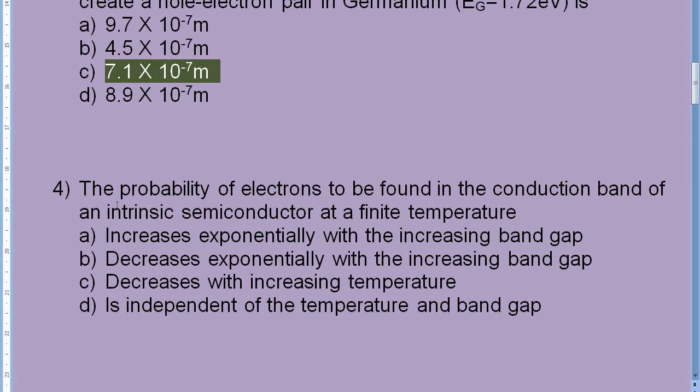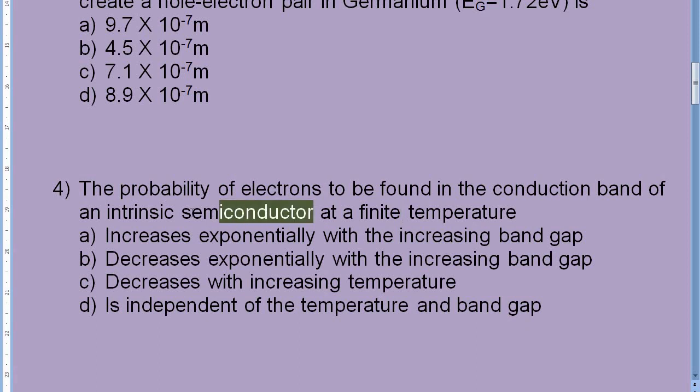Next, the probability of electrons to be found in conduction band of an intrinsic semiconductor at finite temperature increases exponentially with increasing band gap, or decreases exponentially with the increasing band gap, or decreases with increasing temperature, or is independent of the temperature and band gap. So here the question is the probability of finding the electron in the conduction band of an intrinsic semiconductor. What is the meaning of intrinsic? Intrinsic semiconductor is a pure semiconductor.